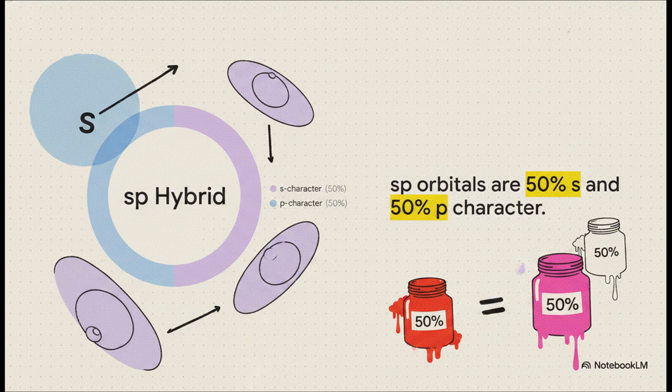When carbon bonds, its s and p orbitals literally mix together to form brand new hybrid orbitals. Take an sp hybrid orbital, for example. It's exactly 50% s character and 50% p character. Think of it using a simple paint analogy. If you mix 50% red paint with 50% white paint, you don't get red and you don't get white. You get a bold, completely new color, pink. Just like that paint, an sp hybrid mixes orbitals to create something with entirely unique structural properties.